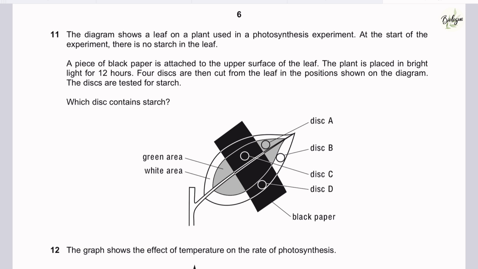At the start of the experiment, there is no starch in the leaf. A piece of black paper is attached to the upper surface of the leaf. The plant is placed in a bright light for 12 hours. 4 discs are then cut from the leaf and they're placed in the positions shown in the diagram.